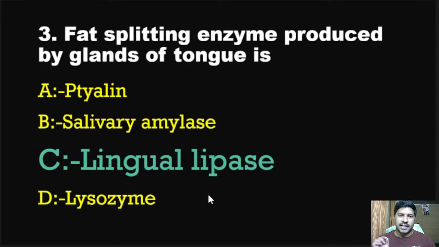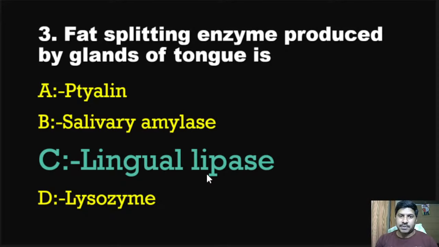Fat splitting enzyme produced by the tongue is lingual lipase, related to the tongue. Lipase is commonly known as fat splitting enzyme. If it is produced by the stomach, it is known as gastric lipase. If it is produced by the pancreas, it is known as pancreatic lipase. Lipase enzymes help to break down the fats in food so they can be absorbed in the intestines. The major fat breakdown happens in the stomach, but it starts with lingual lipase. So I think it is clear.